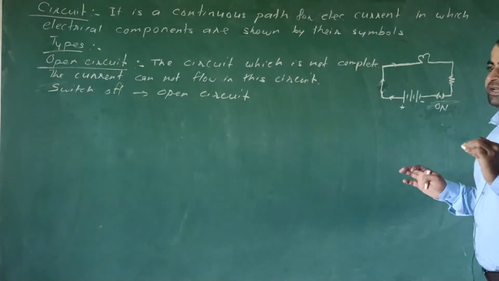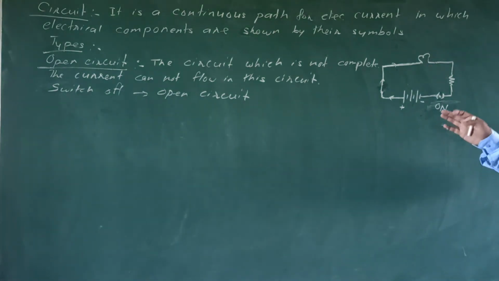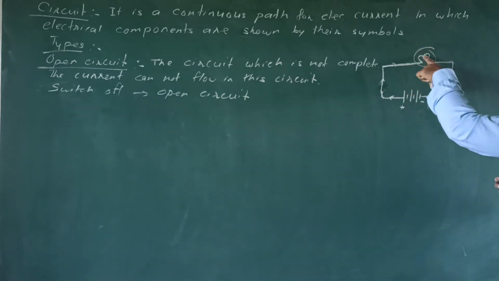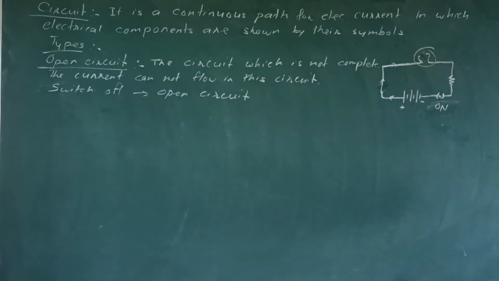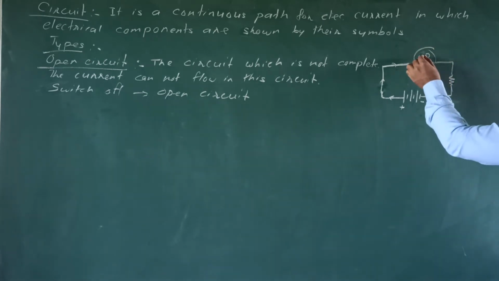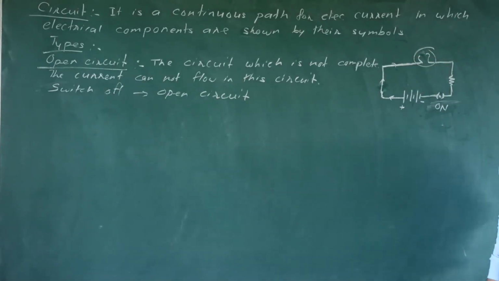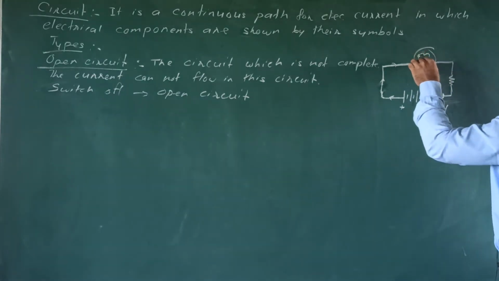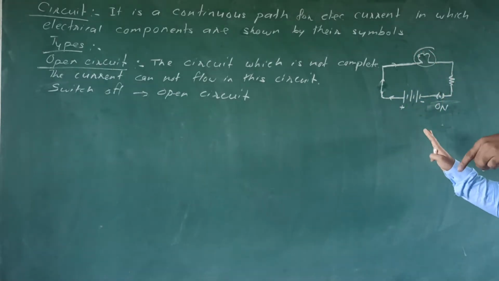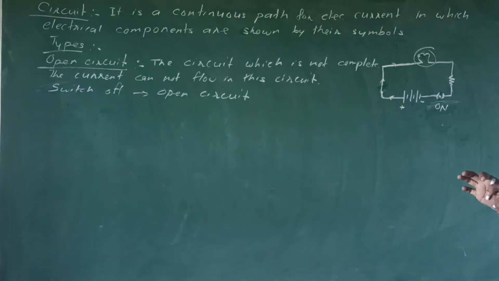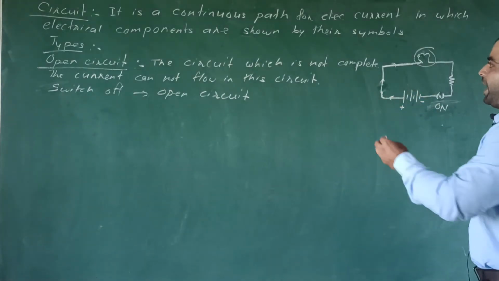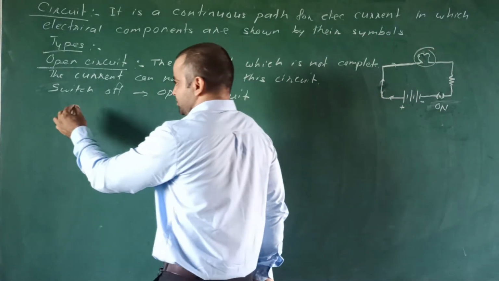There are many other conditions in which the circuit is open. For a bulb, if the filament is broken, then the circuit for the bulb is also an open circuit, because current cannot pass and the bulb will not glow. If current is not flowing through the circuit, then the circuit is an open circuit, incomplete from somewhere.